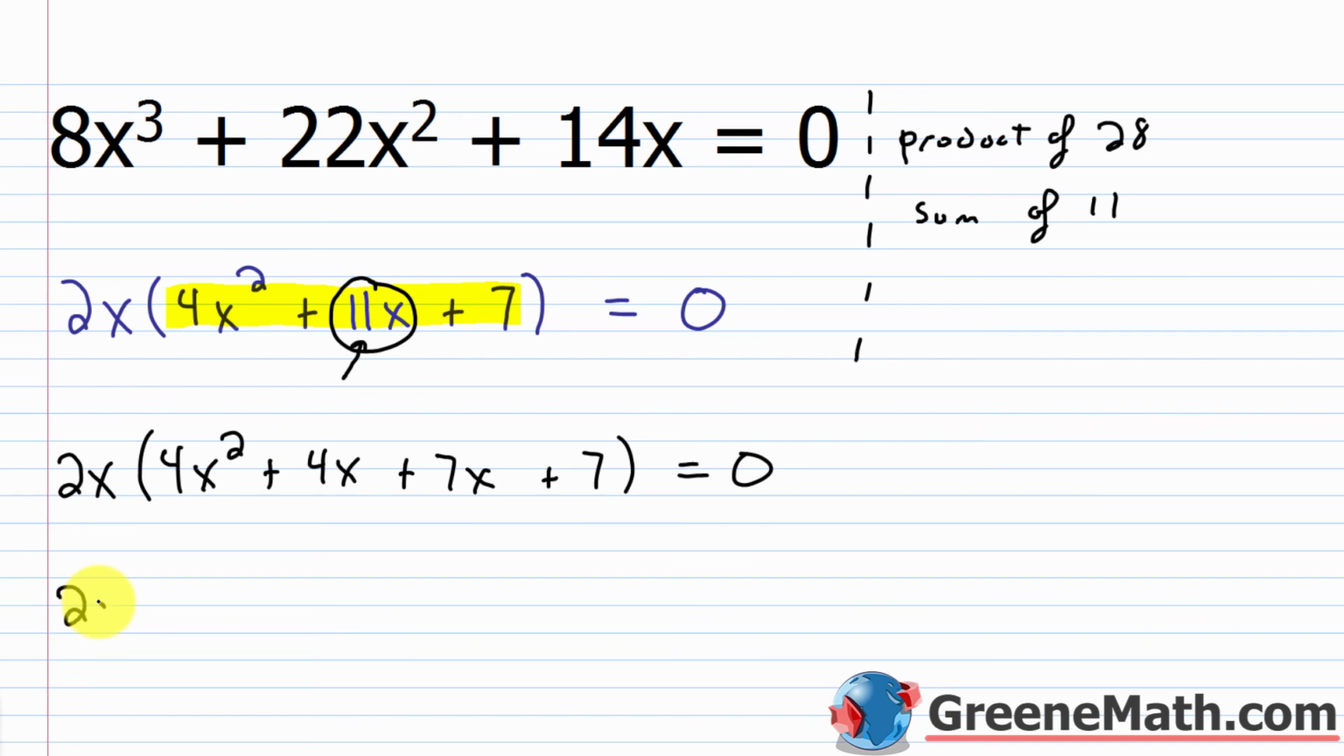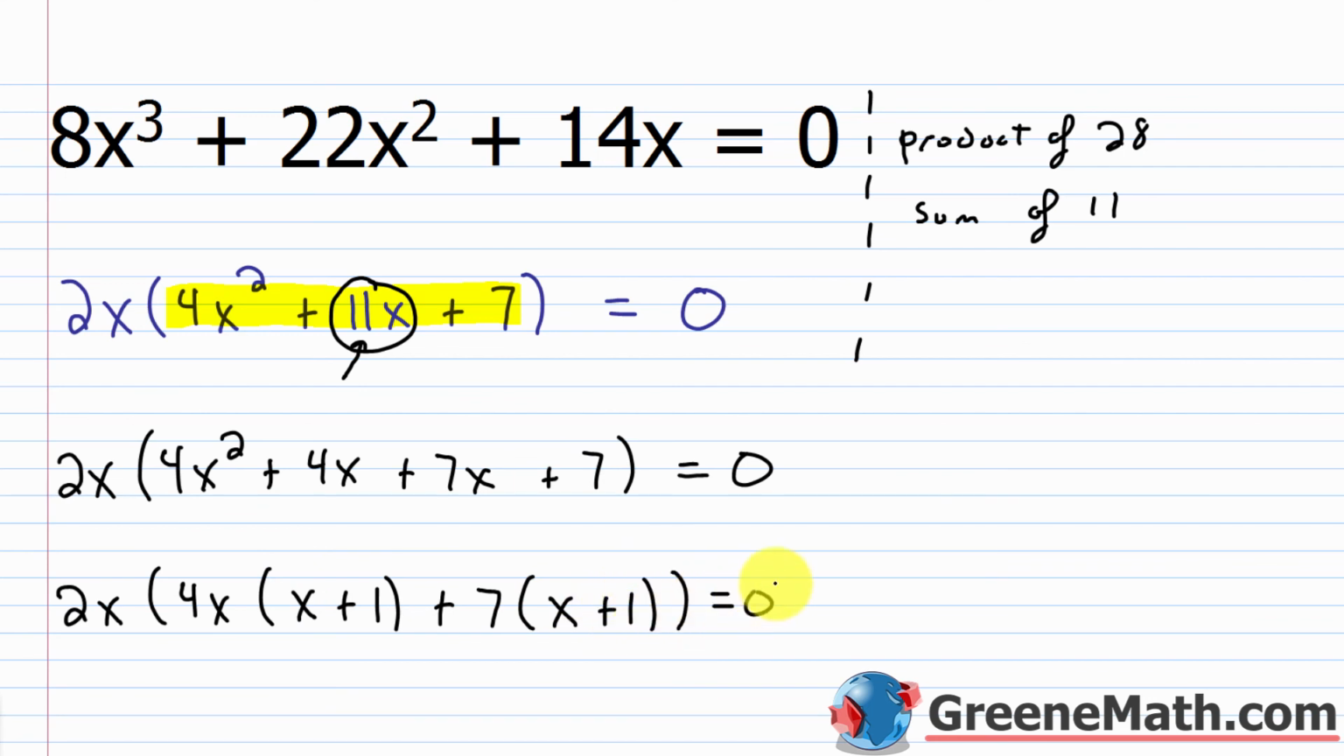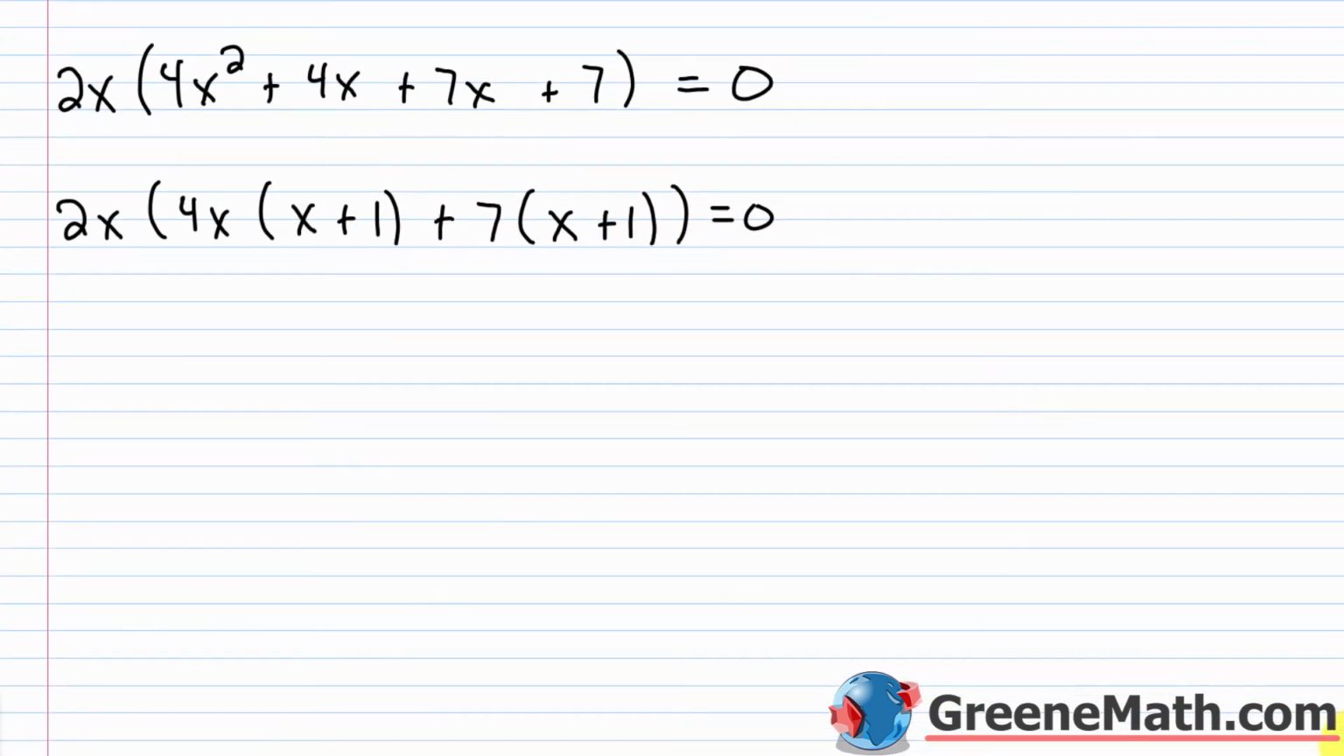All right, so I'm going to have my 2x here. From the first group, I can pull out a 4x. Then inside, I would have x plus 1. From the second group, I can pull out a 7. Then inside, I'd have x plus 1. So you have your common binomial factor. Let me just kind of scroll down a little bit. You have your common binomial factor of x plus 1, that quantity. And we can factor that out. So I'm going to have my 2x out in front. I'll have that quantity x plus 1. And then what's left? We'll have 4x plus 7.